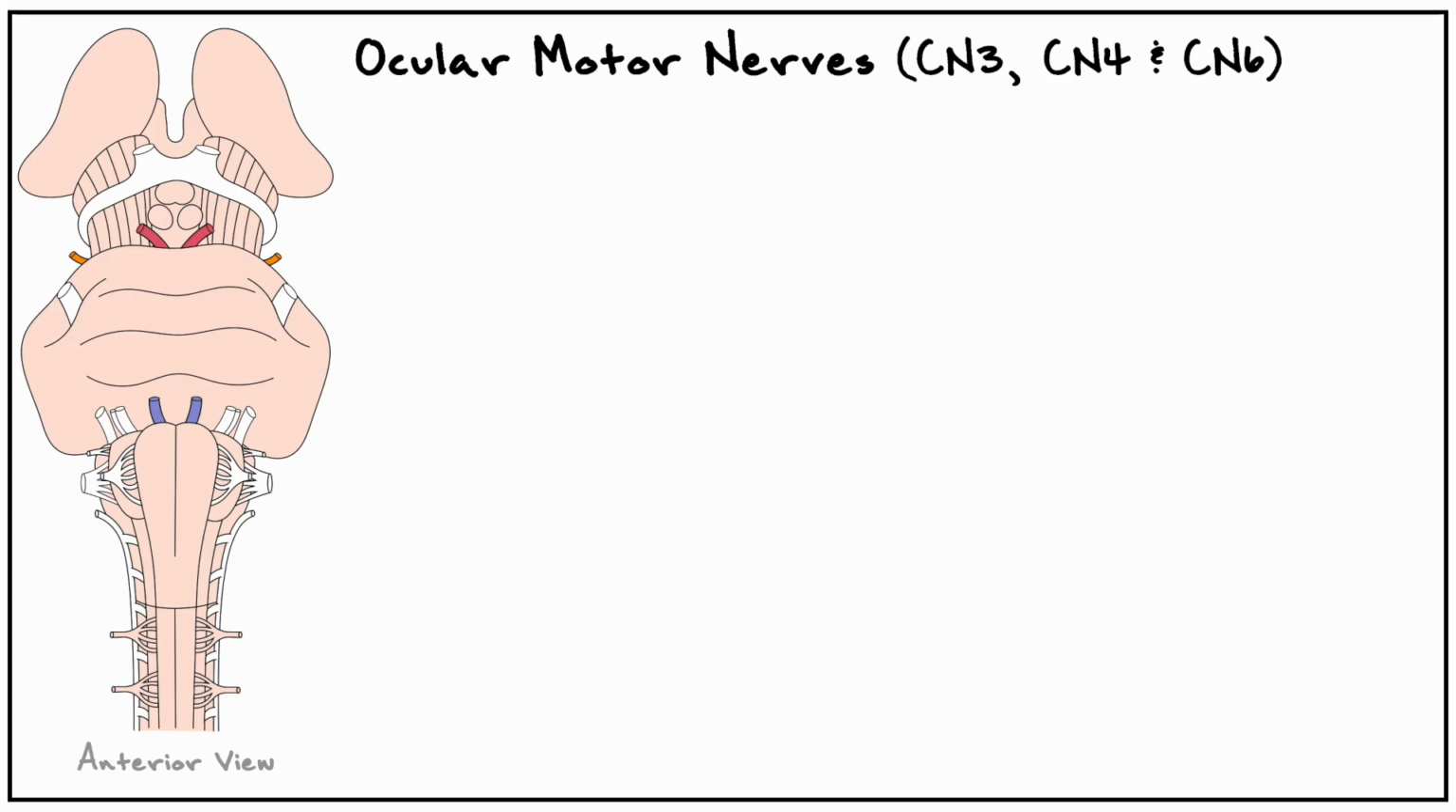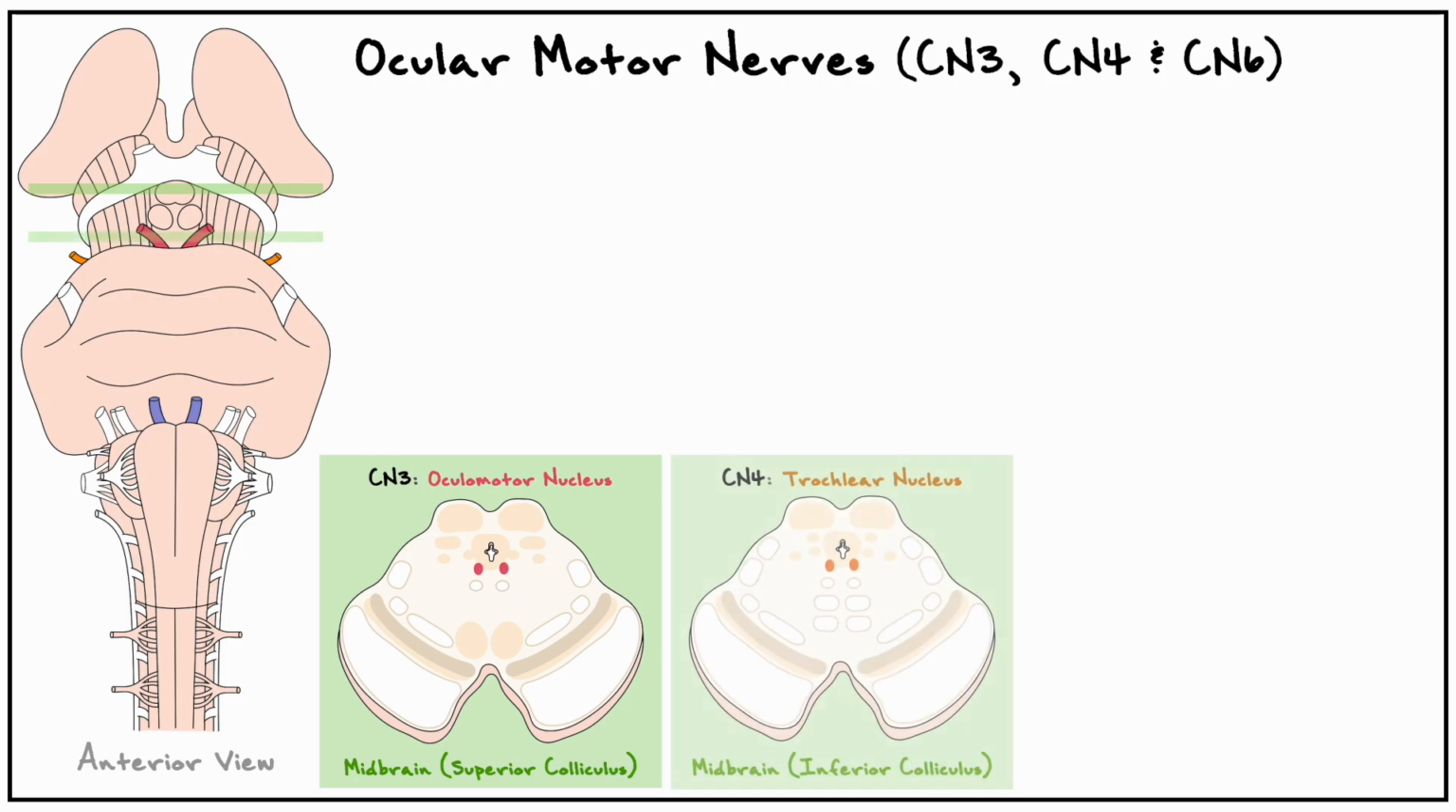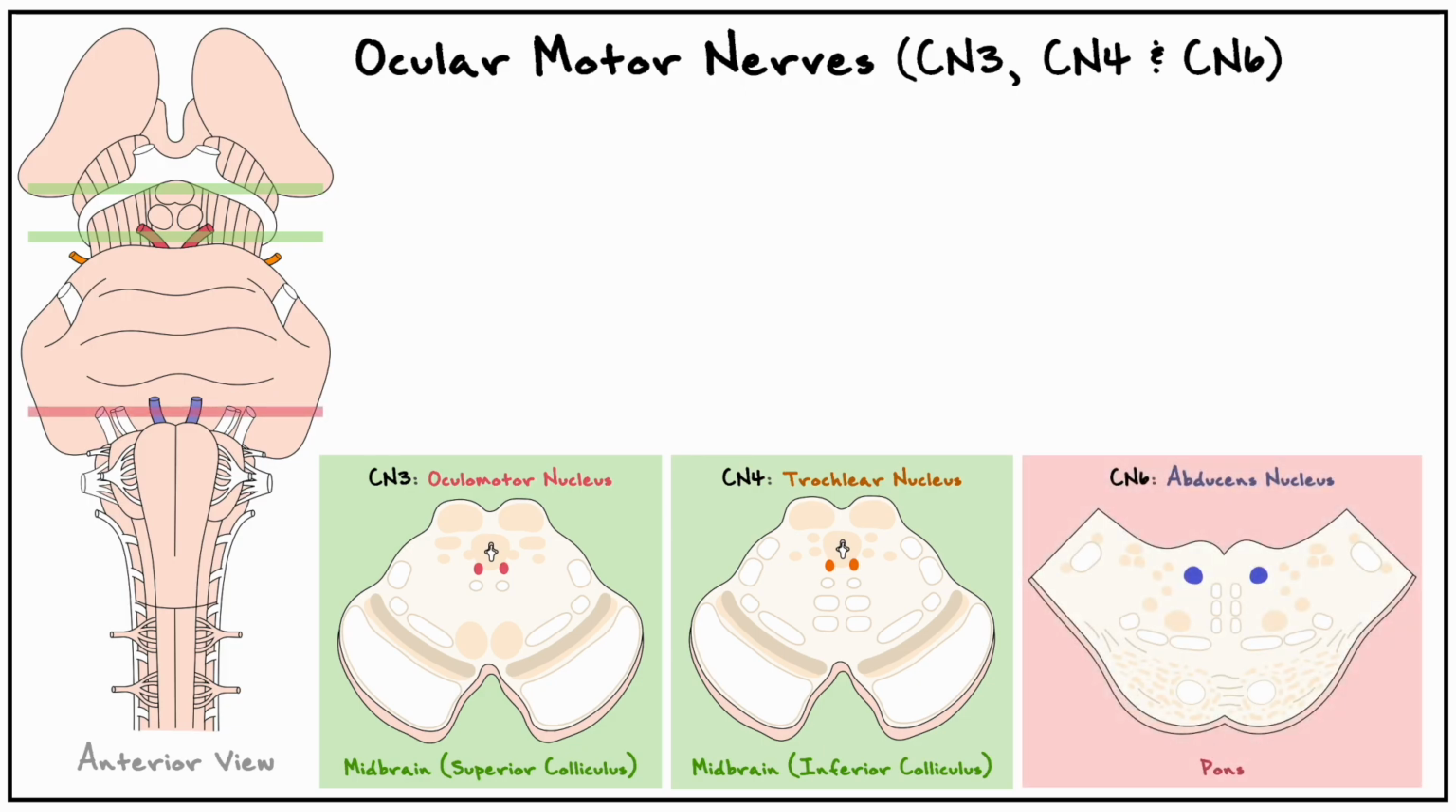Starting with the oculomotor nerve, we can find the oculomotor nucleus at the level of the superior colliculus in the midbrain. A little more caudally, at the level of the inferior colliculus, we can find the trochlear nucleus, and finally we can find the abducens nucleus. Since all of these nuclei supply motor nerves only, they house the cell bodies of the neurons that will send projections that will exit the brainstem.